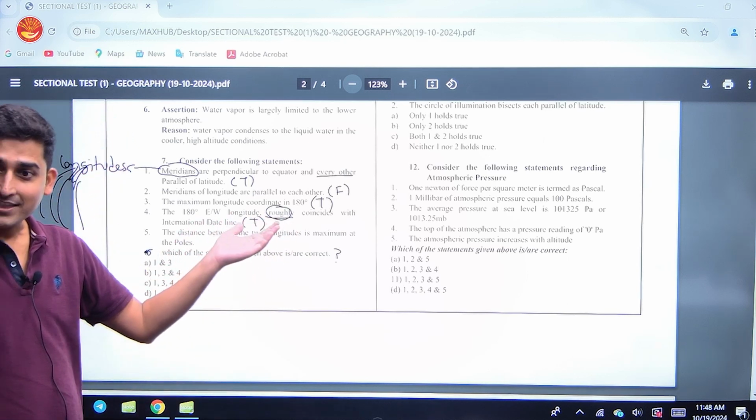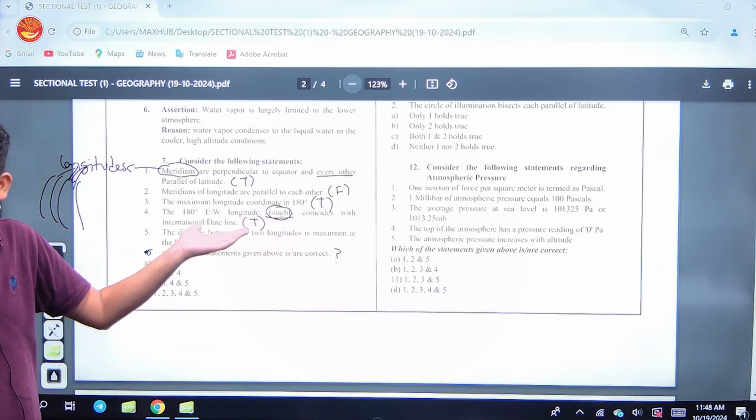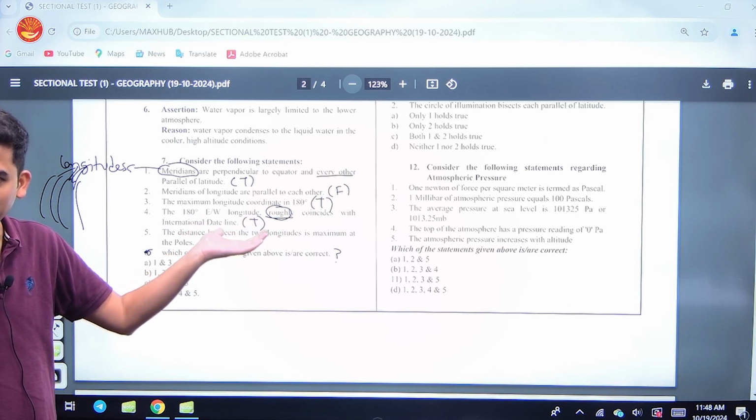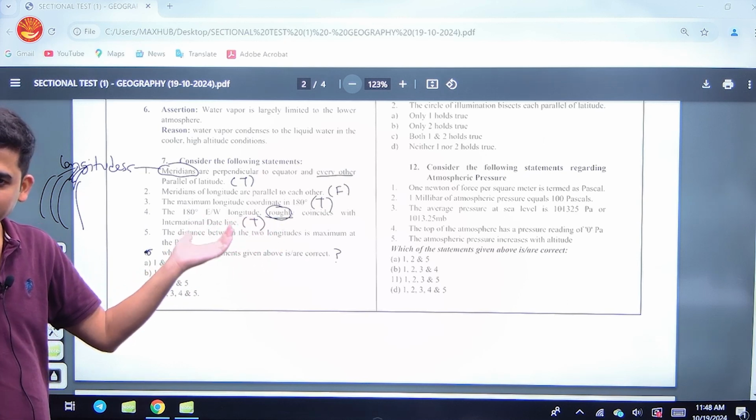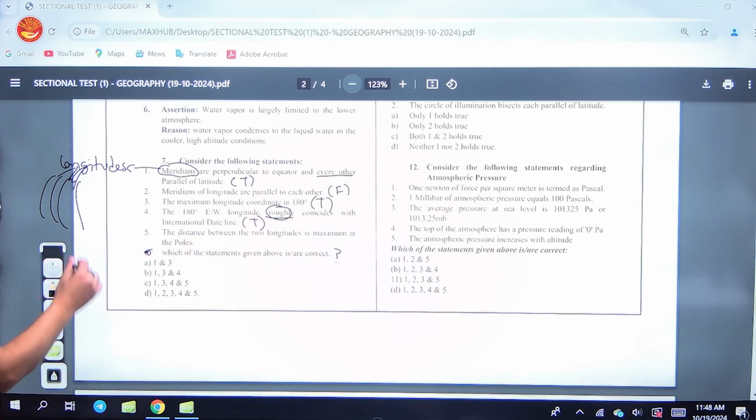Yes, roughly coincides. I have also written the exact wording in class: they roughly coincide with the international date line. Yes, roughly, not exactly, because at certain places there is a zigzag. The international date line is zigzag. 180 degree east or west is not zigzag.